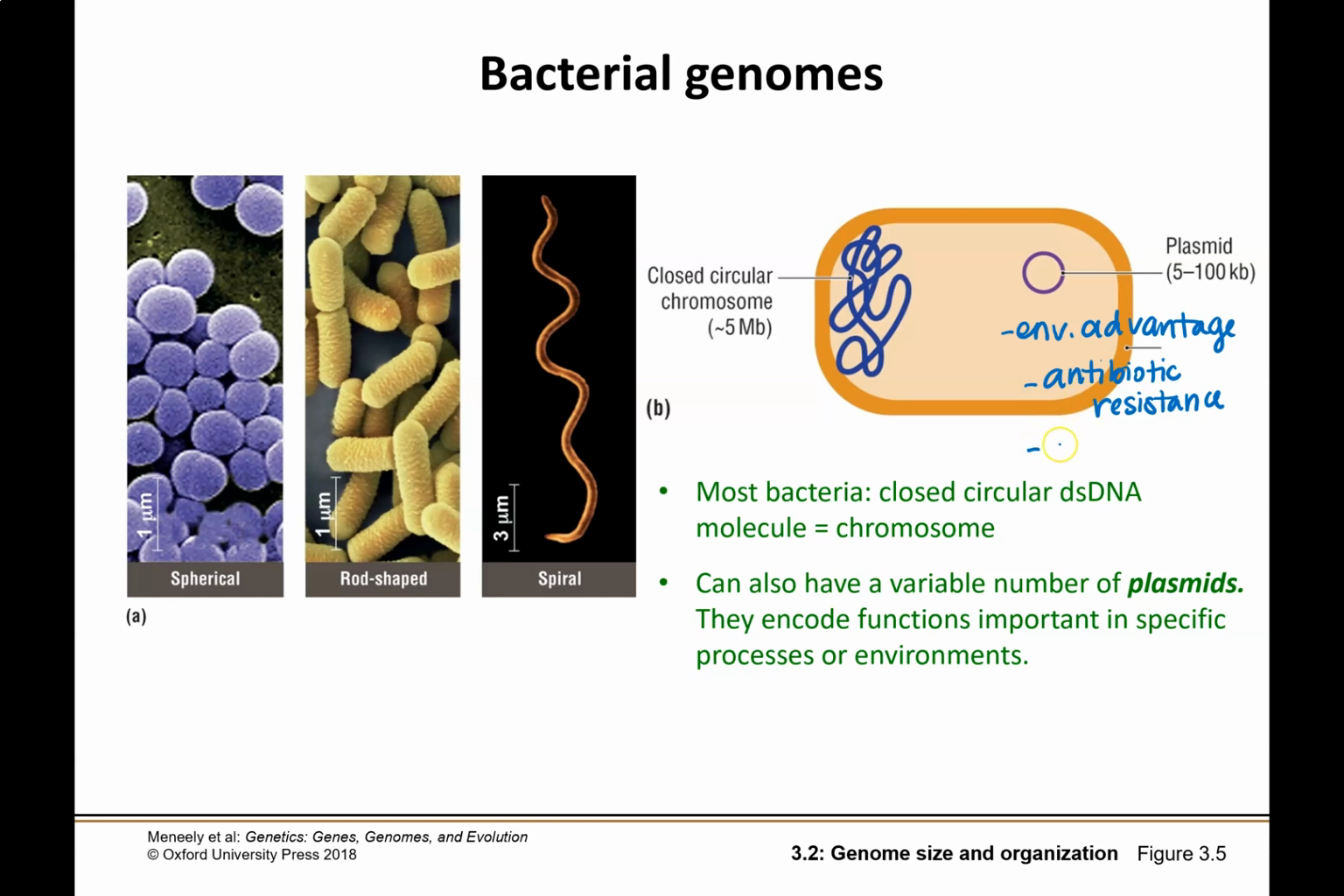or a plasmid might encode the ability to utilize a particular food source. Now the key here is that they're expendable. They give the organism some sort of advantage, but is not necessarily required for them to survive. Now the other thing that's cool about the plasmid is that plasmids can be shared.